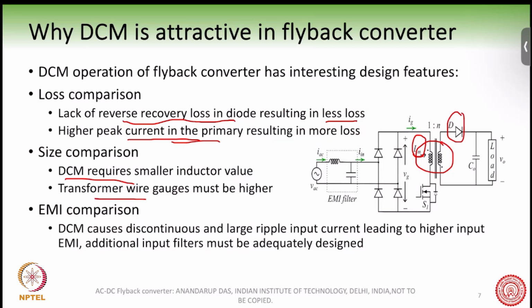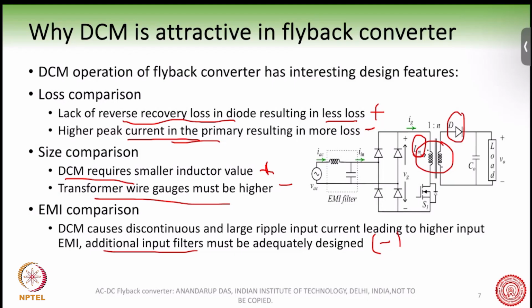But on the other hand, the transformer wire gauges must be higher, so you will have thicker wire. So this is some plus point. This is the plus point and this is the minus point. Here also there is a plus point and here there is a minus point. Okay. And one of the important things is that DCM causes discontinuous and large ripple input current. Okay, so we must have additional input filters, right? So this is the minus point here.